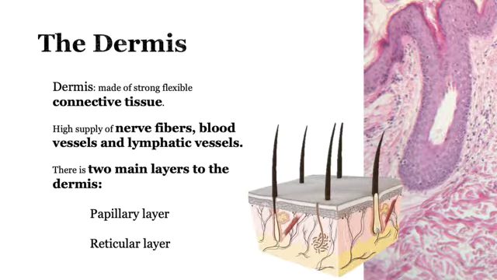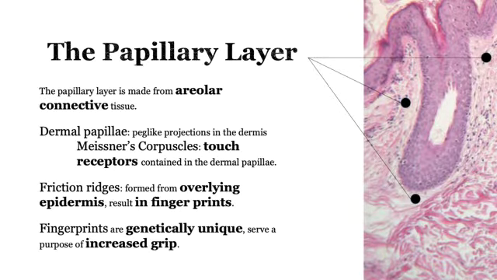Let's have a look at the papillary layer of the dermis. Here we have the papillary layer. The papillary layer is made basically from areolar connective tissue, a very flexible tissue that provides flexible support to the skin per se. In the papillary layer, we can find something called the dermal papillae. The dermal papillae are peg-like projections in the dermis. And in those folds, imagine them as waves in the ocean.